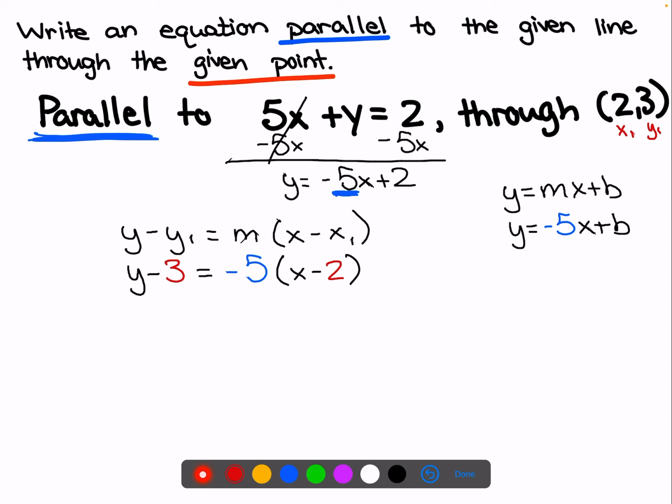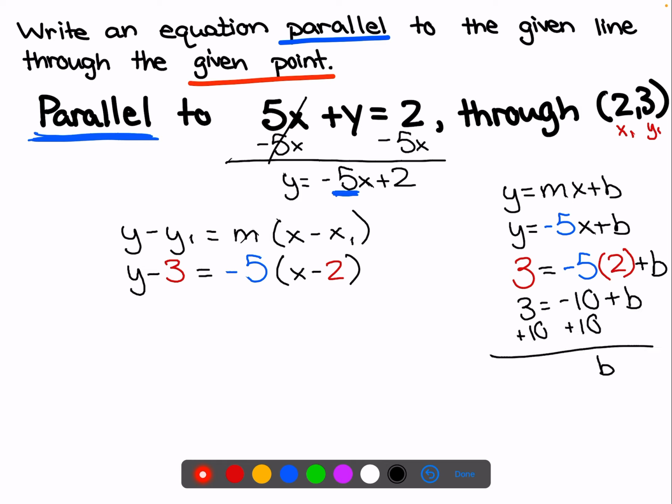So this will give me 3 is equal to negative 5 times 2 plus b. Now I just need to solve for the variable b. 3 is equal to negative 10 plus b. Adding 10 to both sides, we see b is equal to 13. So our answer would be y is equal to negative 5 times x, again the slope has not changed, it's parallel, plus 13, the y-intercept. So again, both of these answers are correct. One is in point slope, one is in slope-intercept.